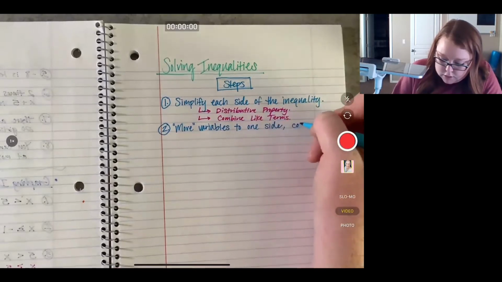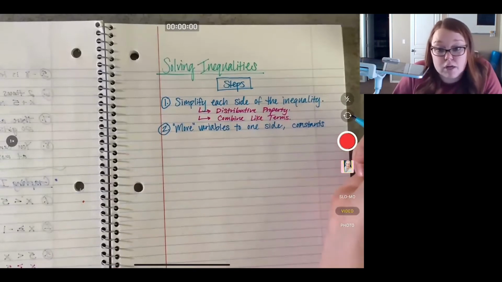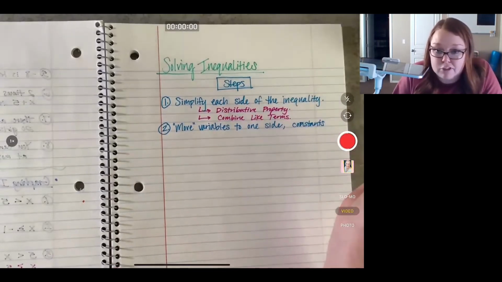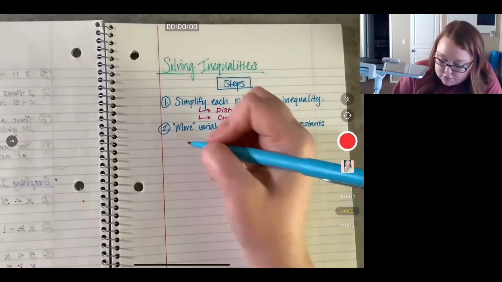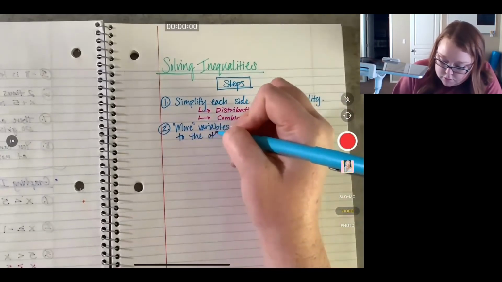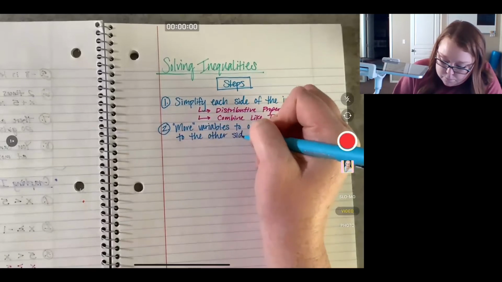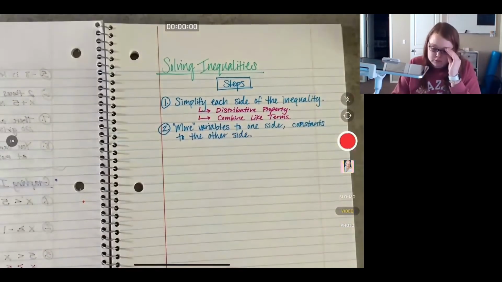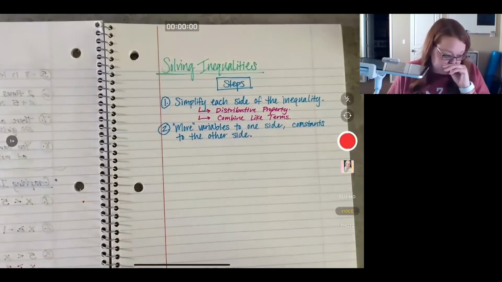Constants. And if you don't like that word, constants just means normal numbers. You can say anything else. Constants to the other side. Move variables to one side, constants to the other side.